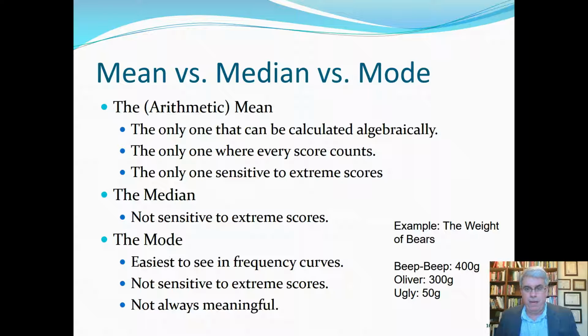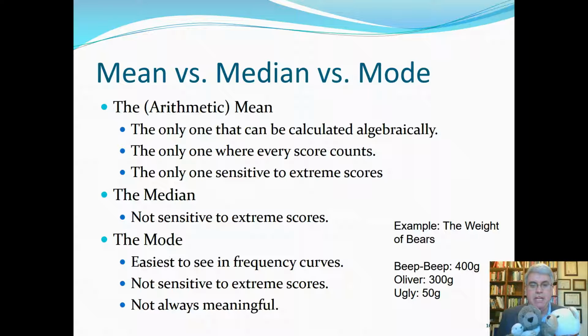I have three friends. I have Beep Beep, hello. I've got Oliver, hi. And I've got Ugly, hi. And they weigh 400 grams, 300 grams, and 50 grams. Now, if we wanted to find the mean, we would add up the three scores of these three guys, and it would be 400 plus 300 plus 50, that's 750. We divide it by 3, and that comes out to a mean of 250 grams.